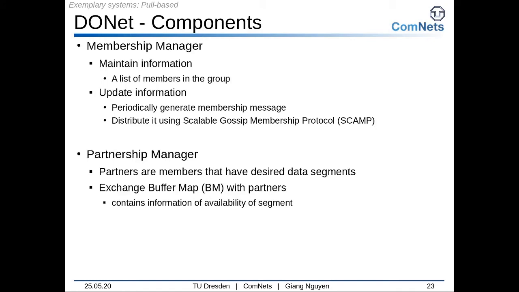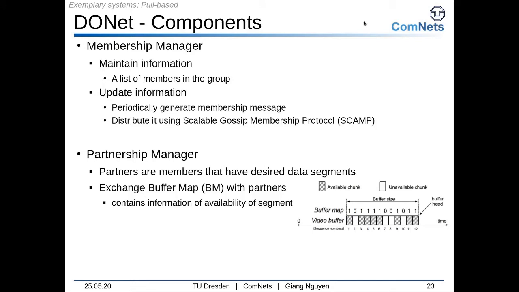Then, based on the information from the membership, some of the members in the whole membership will be selected to be the partners of a peer, and all the partners will exchange with one another the buffer maps, which consist of the information about the availability of each video packet in the buffers within a certain window.